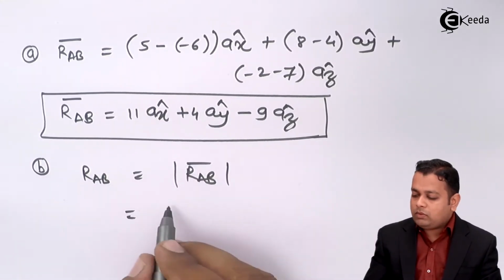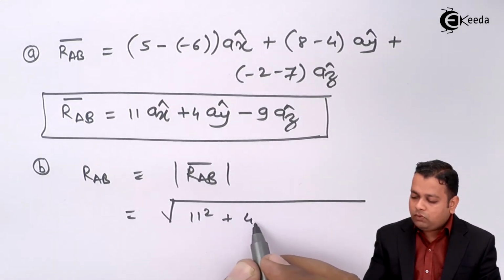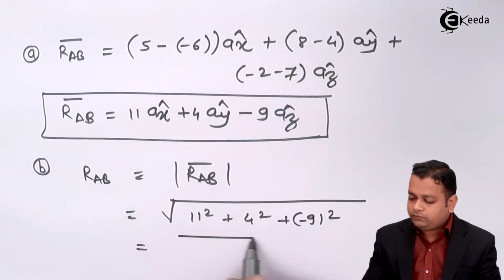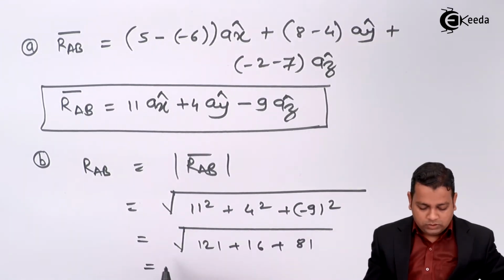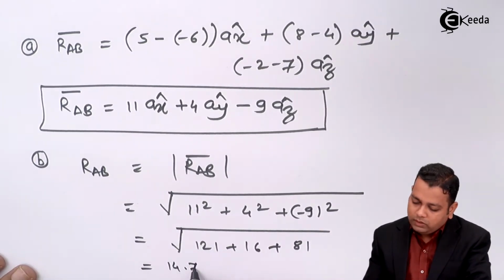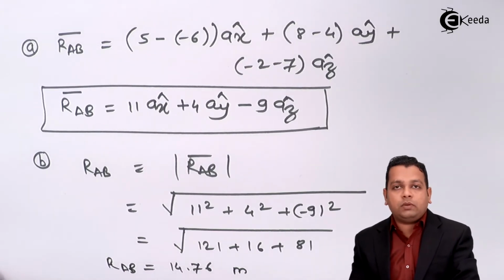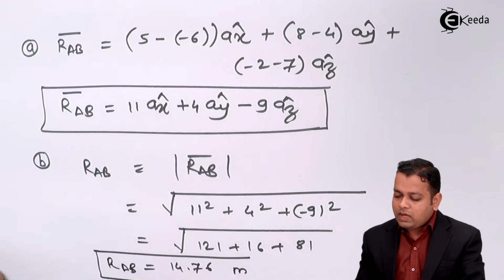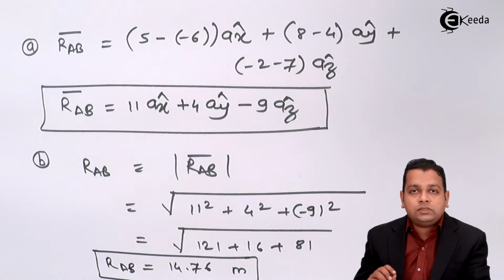So mod of RAB bar is given as under root 11 square plus 4 square plus minus 9 square. So this is equal to 14.76 meters. So simply RAB, that is magnitude of RAB bar, is equal to 14.76 meter. That is the required answer for part B. Now let us have attention to part C and D.